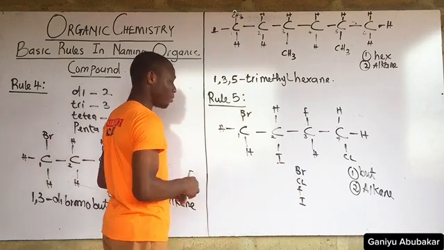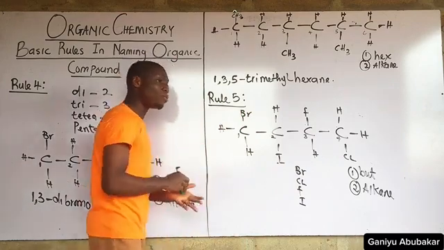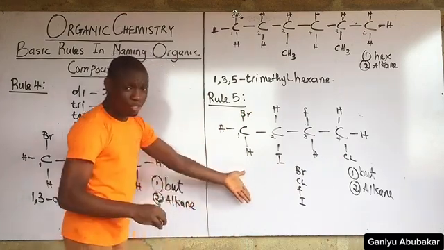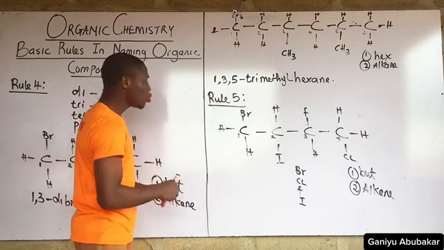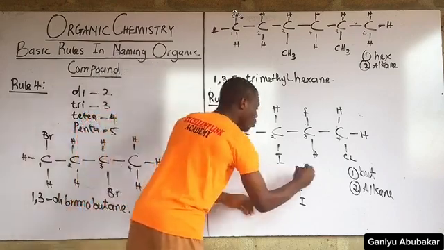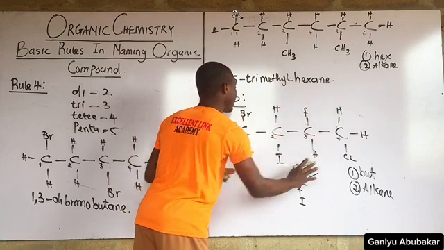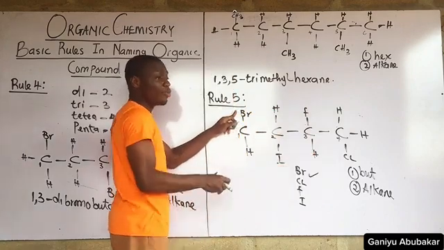So let's name this compound here. We said to name the compound, start by naming the substituent and show the position. So we are starting with bromine. For bromine, how many bromine is there? Just one bromine. What's the position of the bromine?